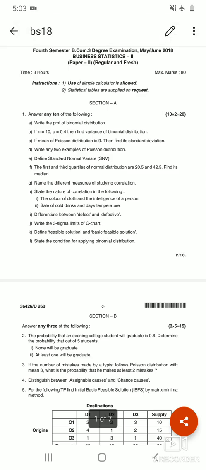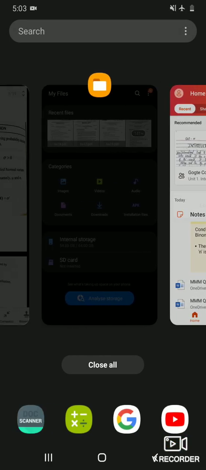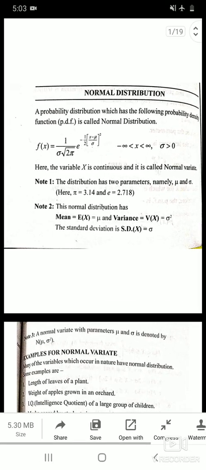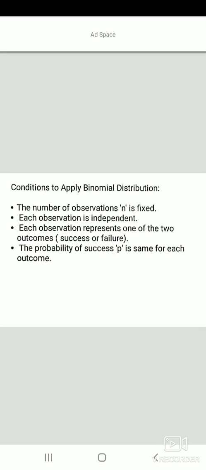Yes, the question is, state the condition for applying binomial distribution. So I forgot to mention in your notes. So the conditions to apply binomial distribution is the number of observations, that is n, should be fixed, and each observation is independent, and each observation must represent only 2 outcomes, one of the 2 outcomes, that is either success or failure, and the probability of success should be the same for each outcome. So points are quite straightforward.